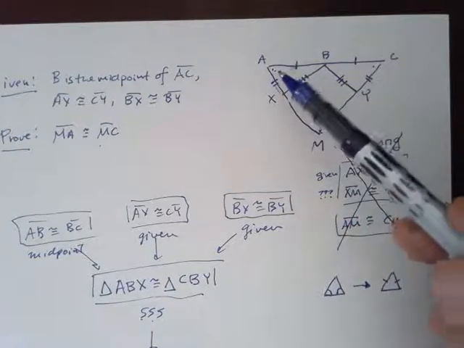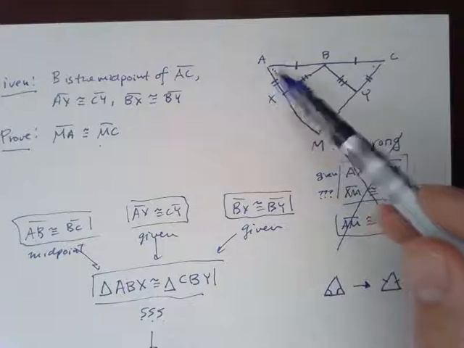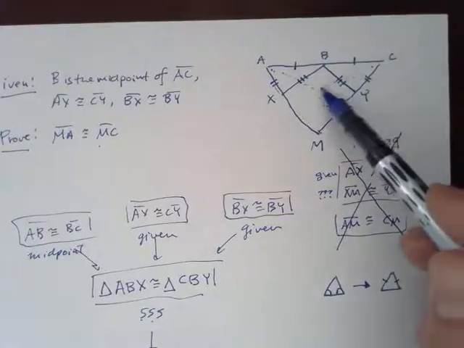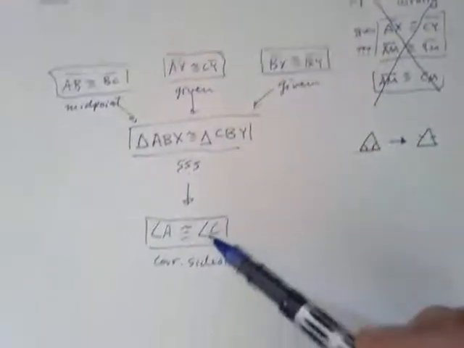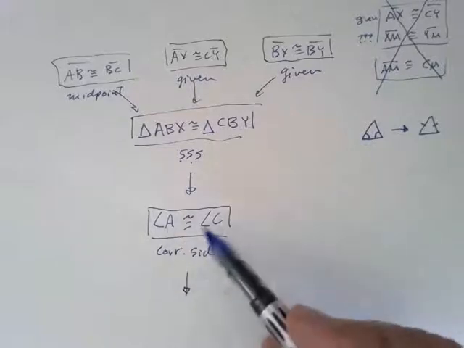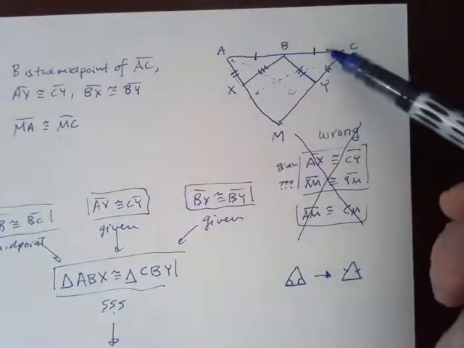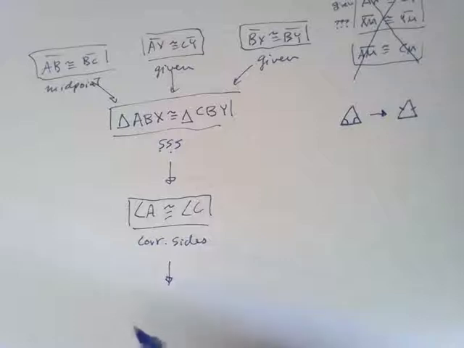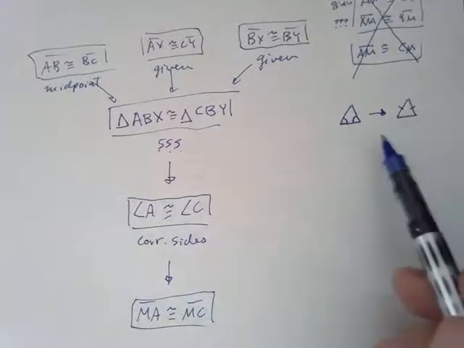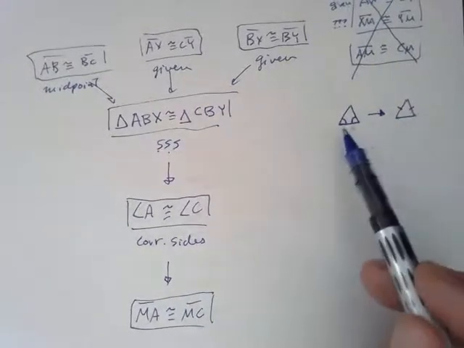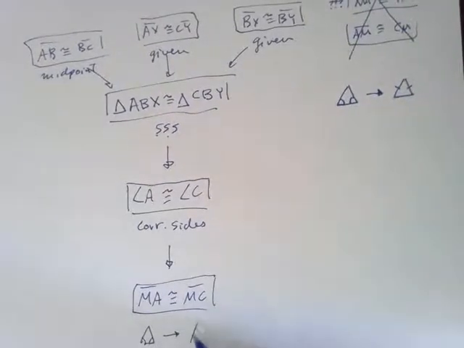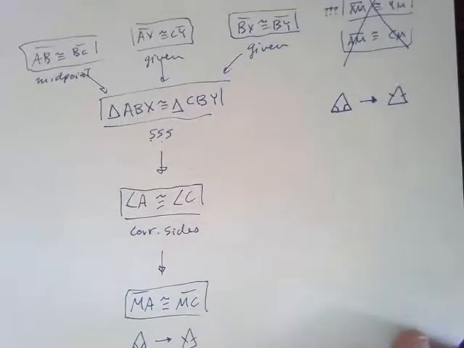And so, by what we've learned about isosceles triangles, if a triangle has two congruent angles, then the sides across from those two congruent angles must also be congruent. So I may conclude, because angle A and angle C are congruent, that the sides opposite of those two, MA and MC, are also congruent. And that's using this argument: two angles in a triangle congruent implies two sides congruent. And so that will be my last reason. And that's how that proof goes.